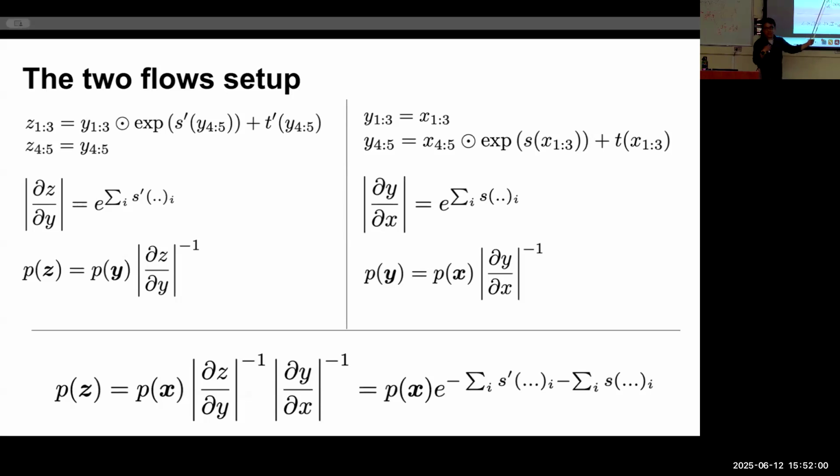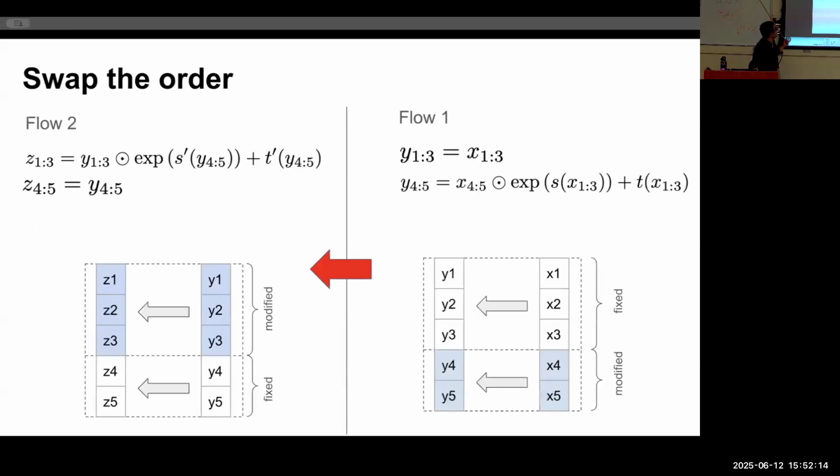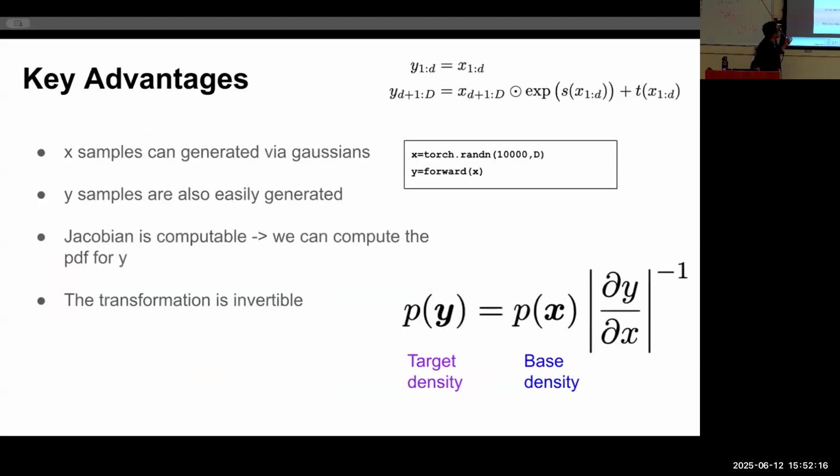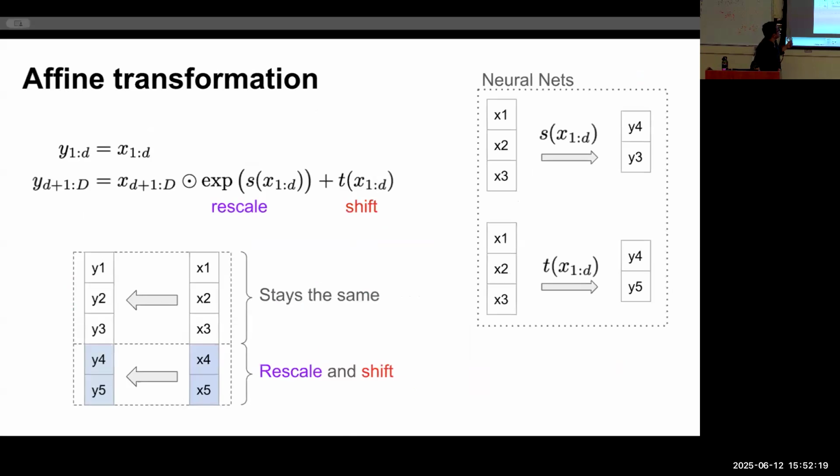Well, the answer is very simple. Set S to be 0 and set T to be 0. And there is a way to make that happen, because you know that this S is just a simple neural net, right? So there is a layer that goes in between here to map. And the trick is to set the weights and biases of the last layer of S to be 0.